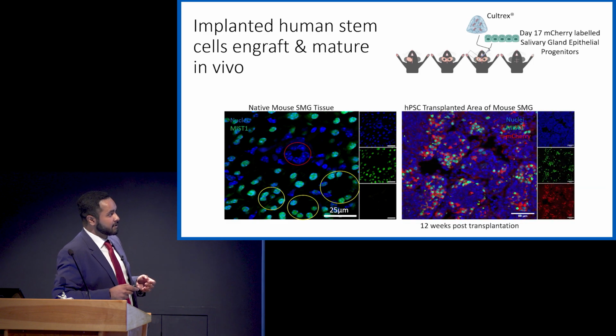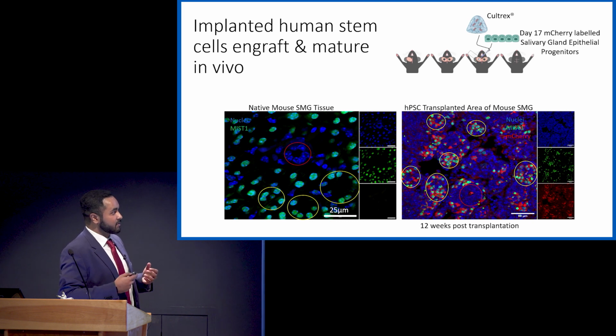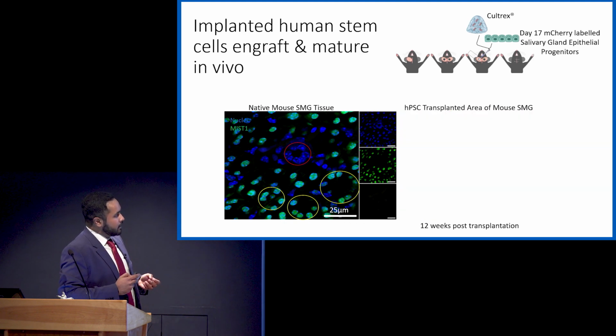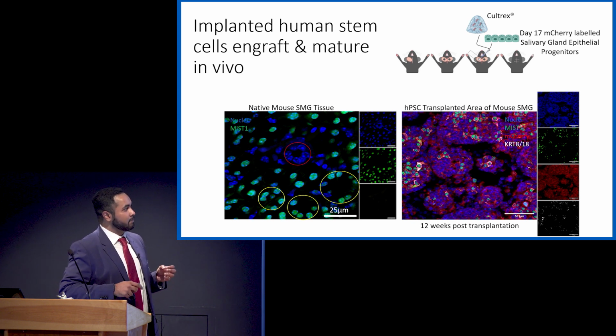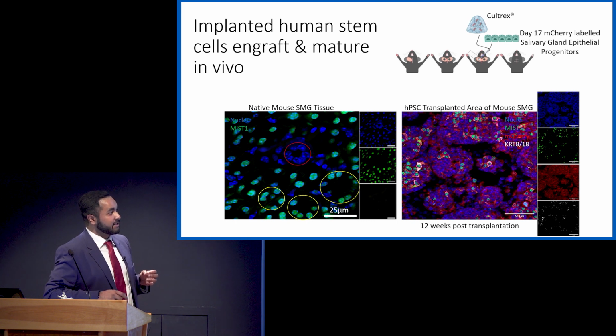At 12 weeks post-transplantation, we were able to see more of these structures being formed with a greater amount of acini, showing that these cells were able to survive, engraft, and differentiate into these adult acini, basically secretory cells. And to address our initial hypothesis, we stained our cells with both MIST1 and keratin 8/18, which is a ductal marker. And we were able to see expression in certain cells of both keratin 8/18 and MIST1, showing that there is a bipotent progenitor phenotype that basically gives rise to both ductal and acinar cells.